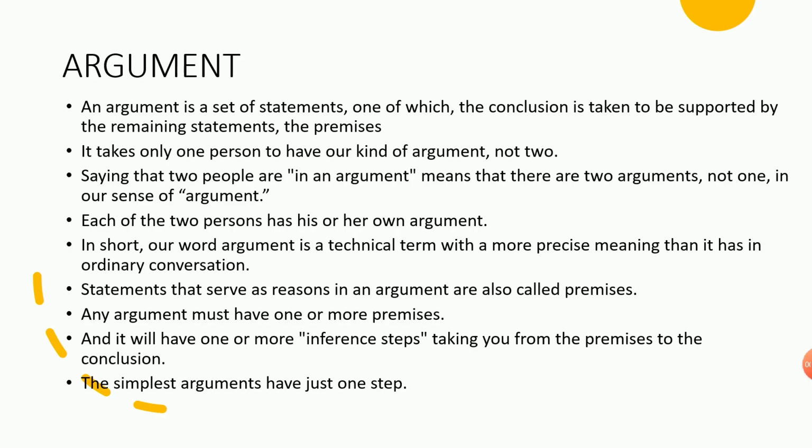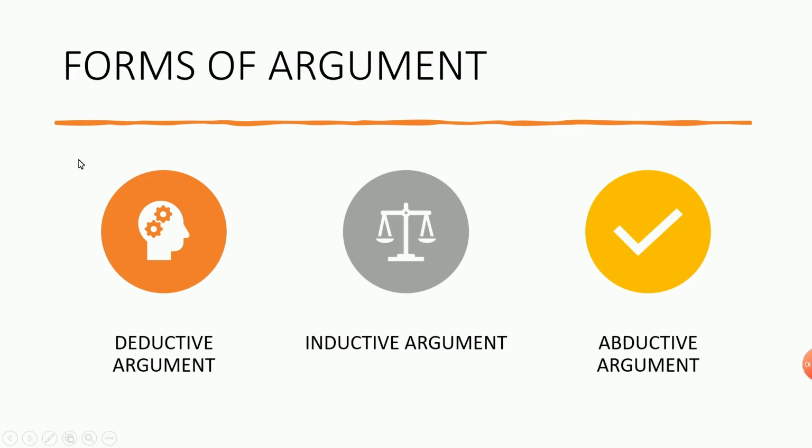That identifying process is known as inferring. So here, when you have one or more premises, you have one or more inference steps taking you from the premises to the conclusion. The simplest arguments have just one step, that is one premise and one conclusion. That's all. So this is the argument. Now comes the forms of argument. So there are three types, three forms of argument.